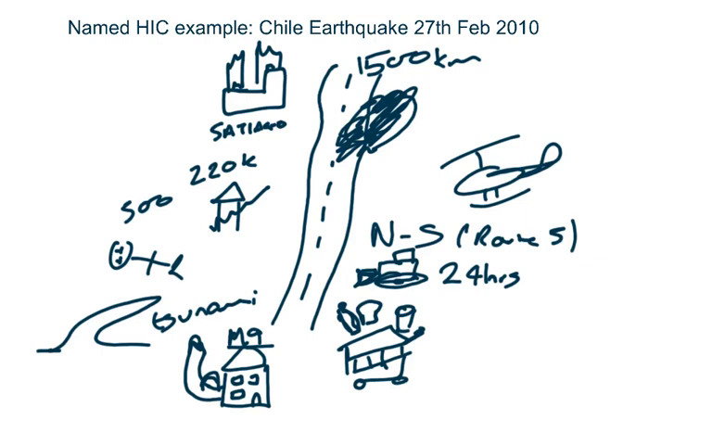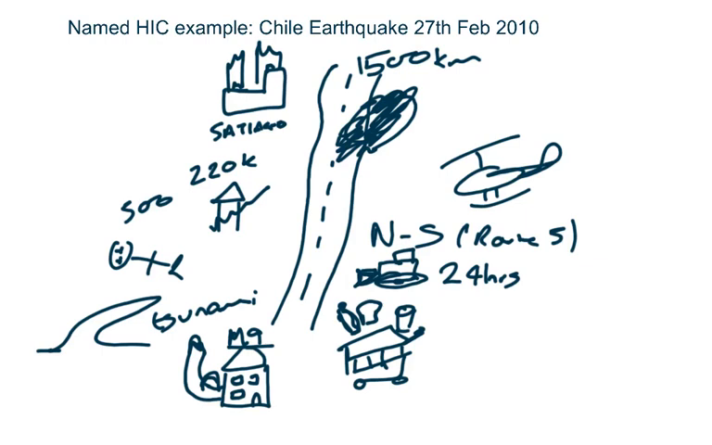So, key factors. Fire at a chemical plant in Santiago, 220,000 homes destroyed, 500 people killed, and the secondary impact of the tsunami, which would have contributed to that 500 and that 220,000 homes destroyed. 1,500 kilometres of road cut off or damaged by landslides. And then the responses, the helicopters distributing aid rapidly. Route 5 being reopened within 24 hours, the main north-south route to get goods and services in. Shops distributing aid to people.